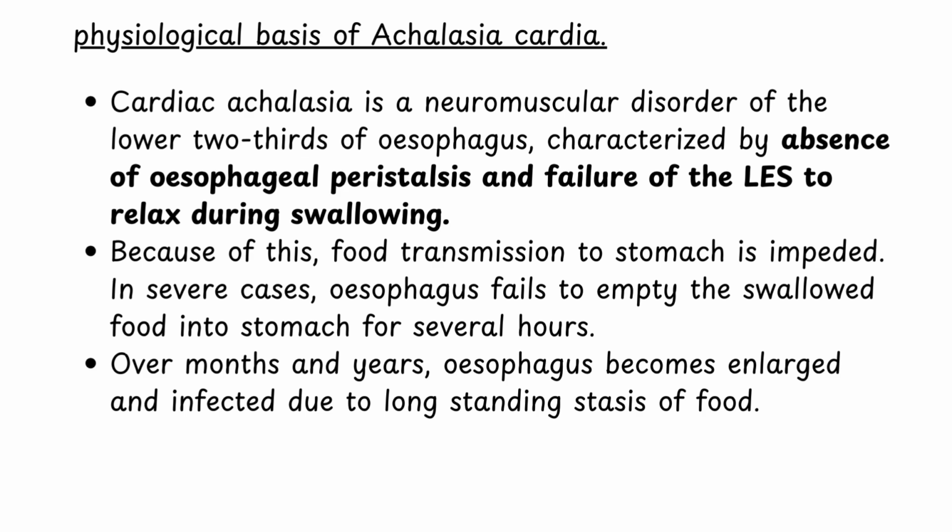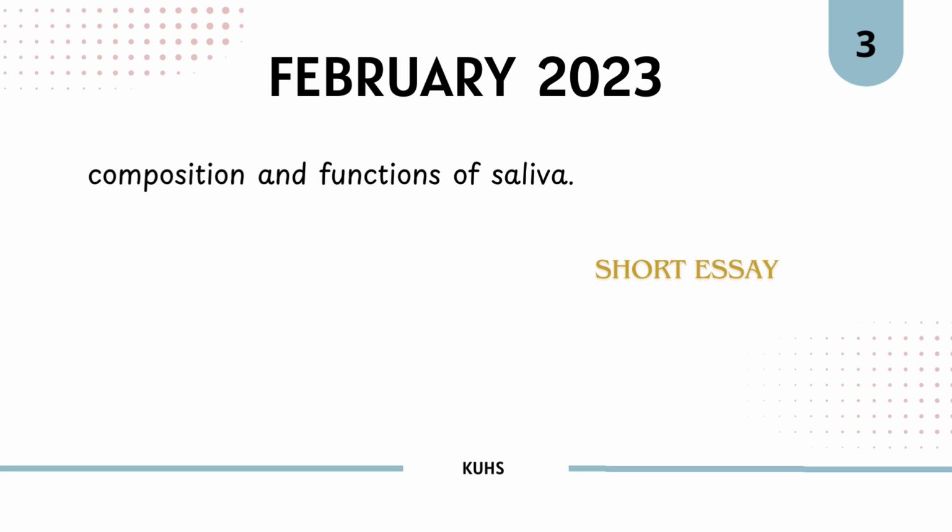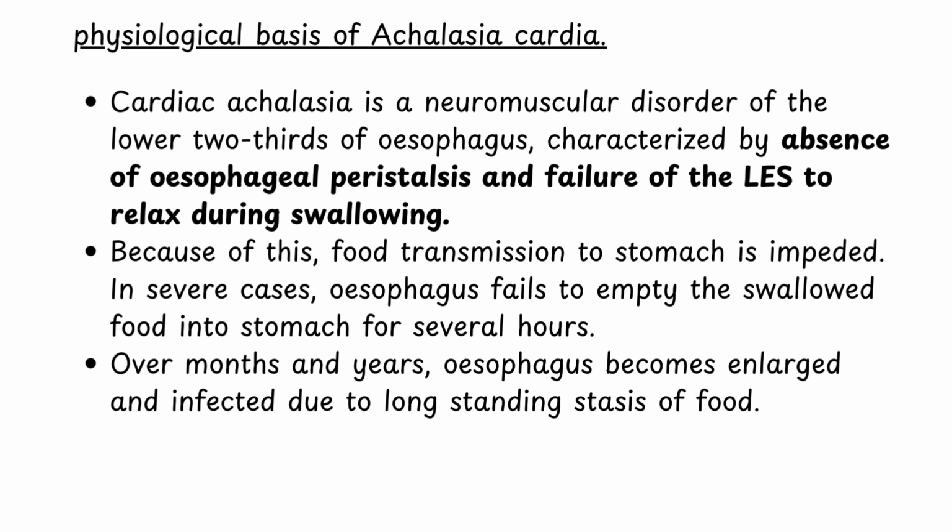Then the next sub question was the physiological basis of achalasia cardia. If it's asked as a 2 mark or 1 mark question, we can write: because of the absence of esophageal peristalsis or the failure of the lower esophageal sphincter to relax during swallowing. Or if it's asked as a 4 mark question, we can write these points. These are enough. If possible, we can also draw a small diagram showing the rat tail appearance of the esophagus. I will add the diagram in the PDF.